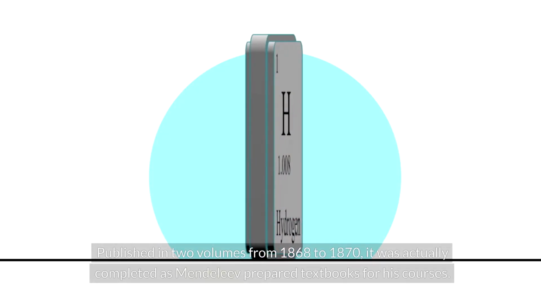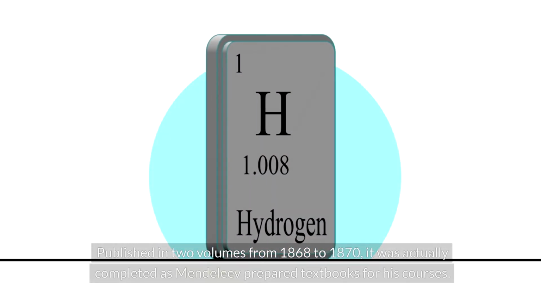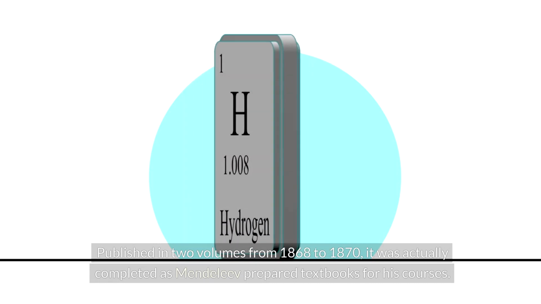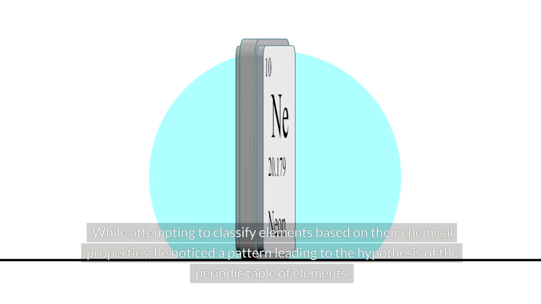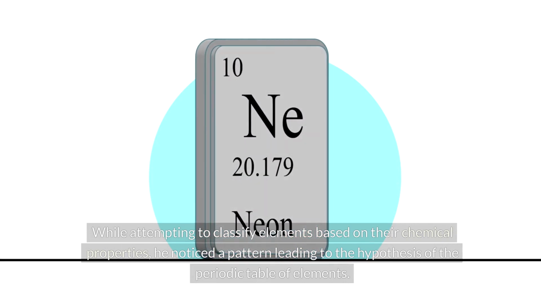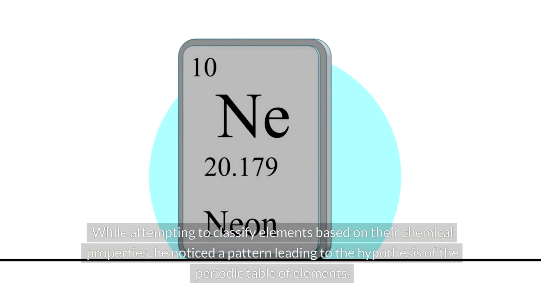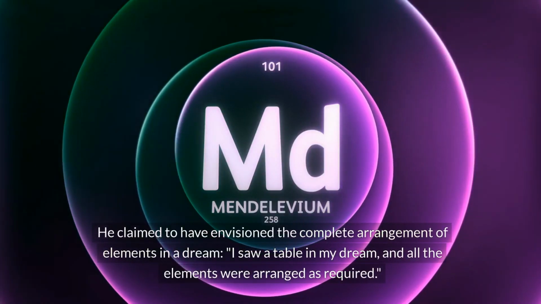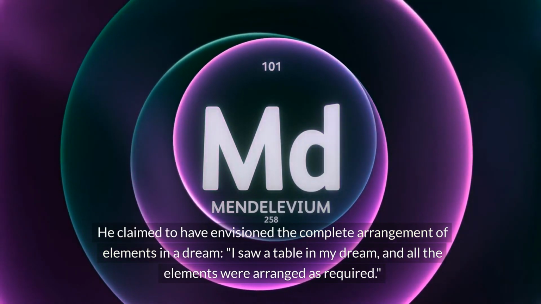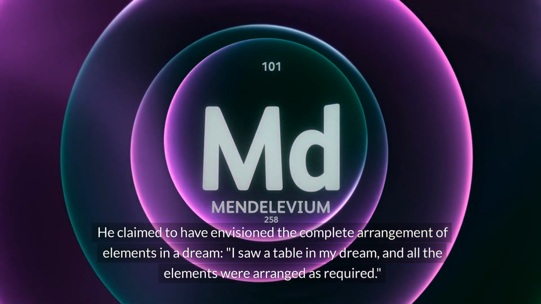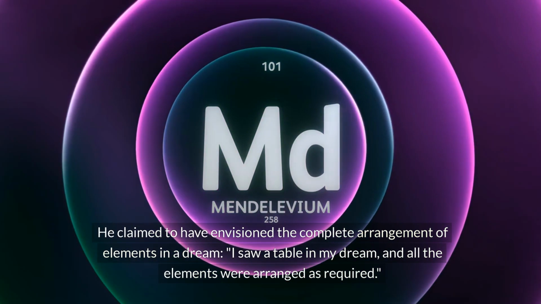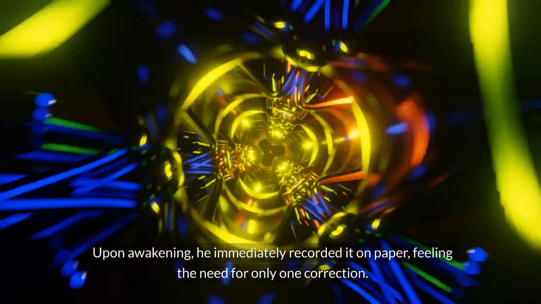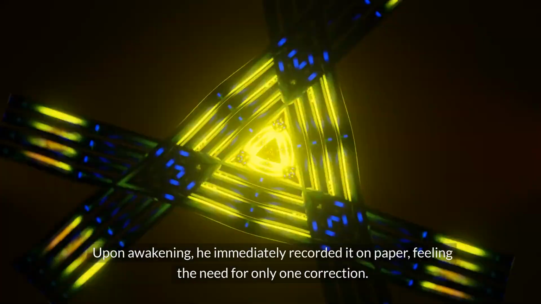Published in 2 volumes from 1868 to 1870, it was actually completed as Mendeleev prepared textbooks for his courses. While attempting to classify elements based on their chemical properties, he noticed a pattern leading to the hypothesis of the periodic table of elements. He claimed to have envisioned the complete arrangement of elements in a dream. "I saw a table in my dream, and all the elements were arranged as required." Upon awakening, he immediately recorded it on paper, feeling the need for only one correction.